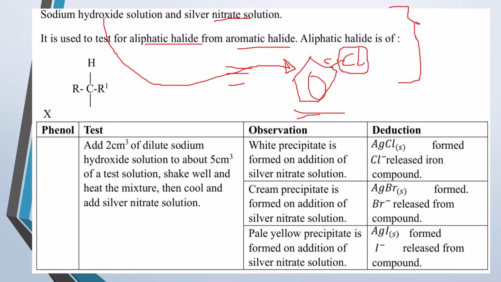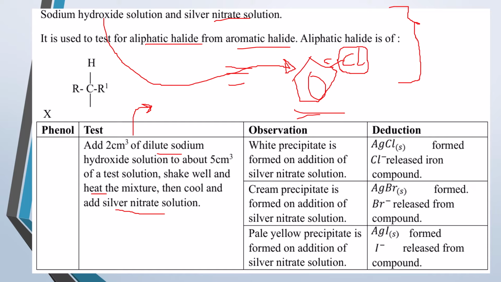So that's why in the test you're going to add the sodium hydroxide solution and then shake well. And then later you heat the mixture, allow it to cool, and then add silver nitrate solution. Now when you're writing this in theory, you simply say that the reagent you're going to use is hot sodium hydroxide solution followed by dilute silver nitrate solution.